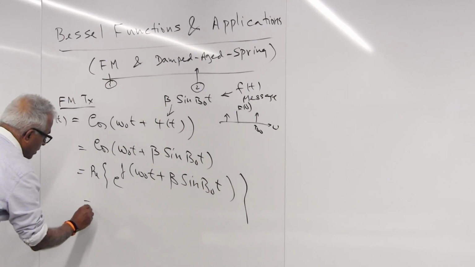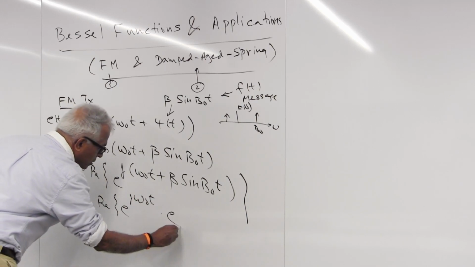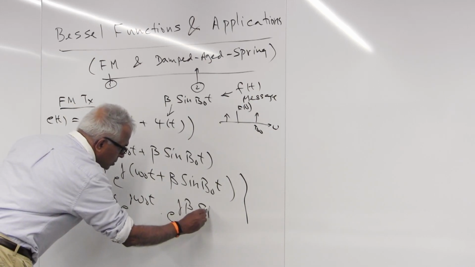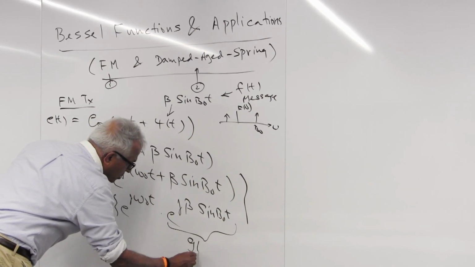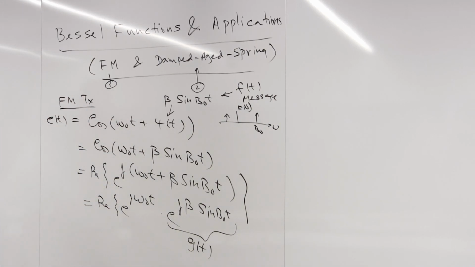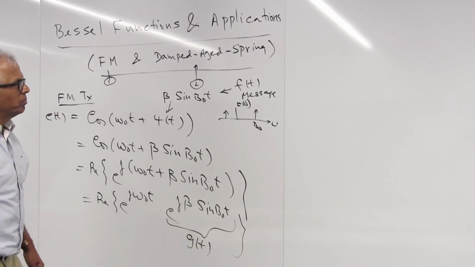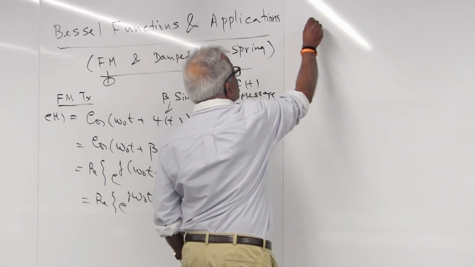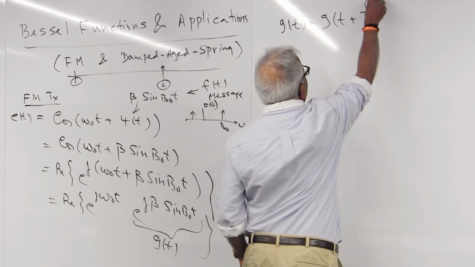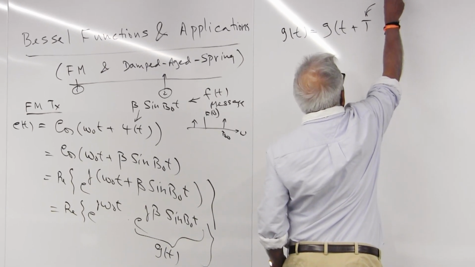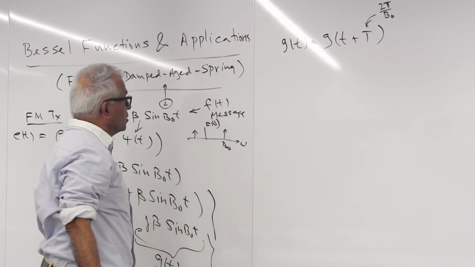And this, of course, we can write as the real part of e raised to j omega naught t, times e to the power j beta sine b naught t. So all the difficulty is here, so we'll call this g of t. The first thing we notice is g of t is a periodic function with period 2 pi over b naught, because if you simply substitute into this, you get back the same function.